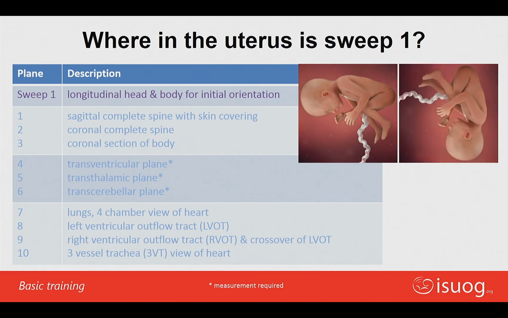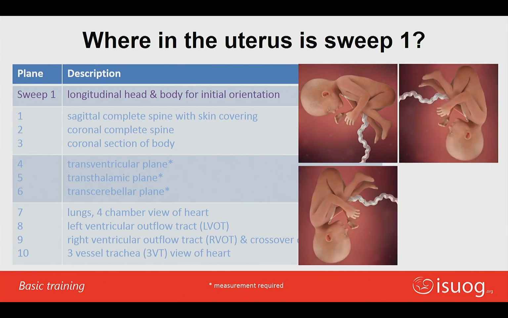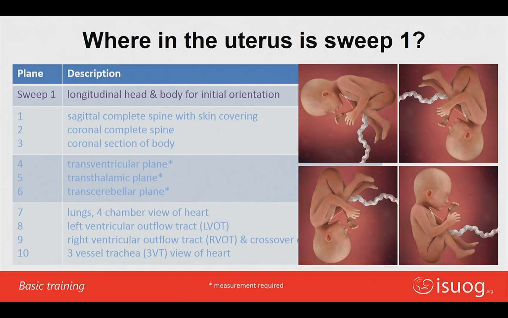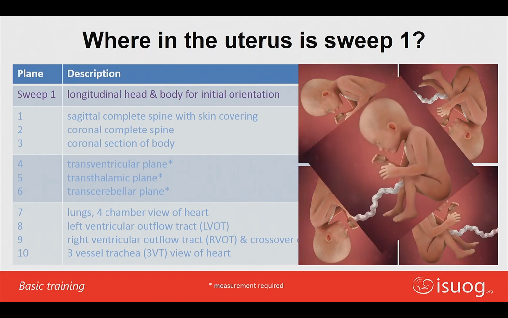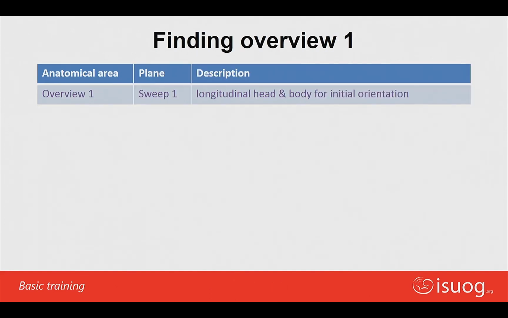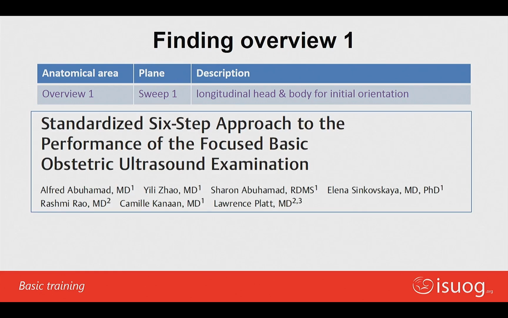It can be transverse, it can be head down, back on the maternal left, back on the maternal right. It can be breech, or if you're really unlucky, it can be moving really fast so you can't see it till it stops.